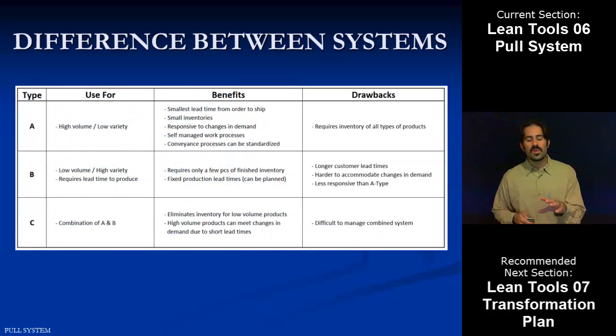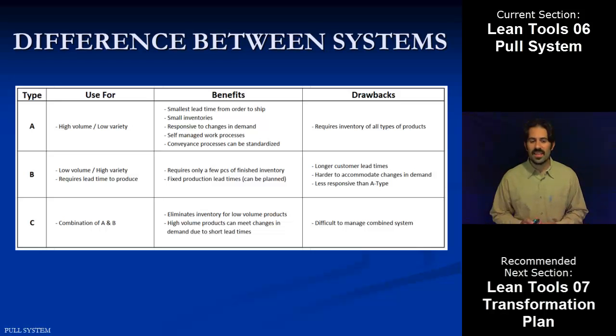And so just as a review, just to make this easy, this is an important slide. It covers the differences between the different pull systems, in a general overview way. So the A-type, that standard one, we want to use that for high volume, low variety. So we're making a lot of parts and only a couple different types.